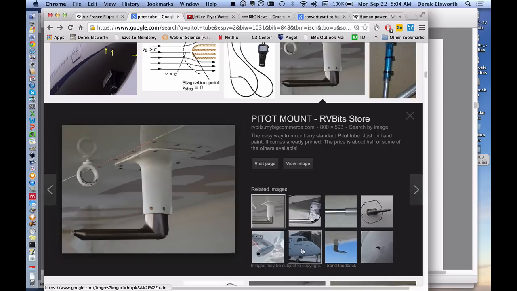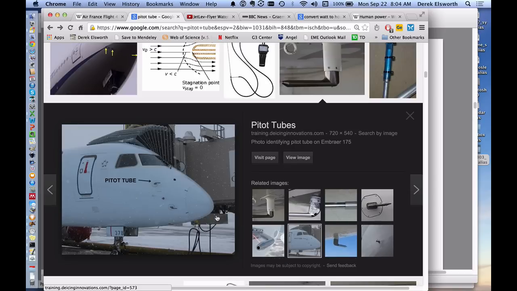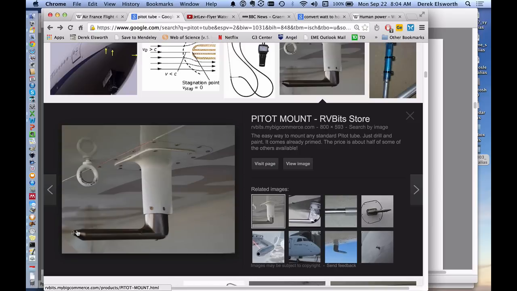And you'll typically see these on any plane. It's identified for you. It's just a front-facing tube which has an open portion at the very tip. If we can still see it here. So this tip is open, and it goes down here to a pressure transducer which measures the pressure.